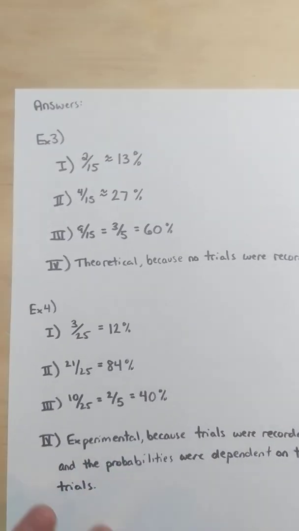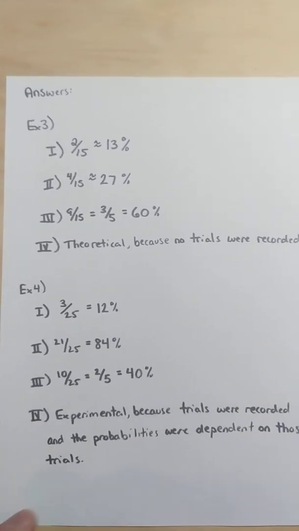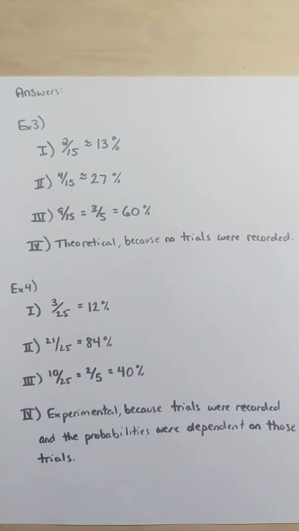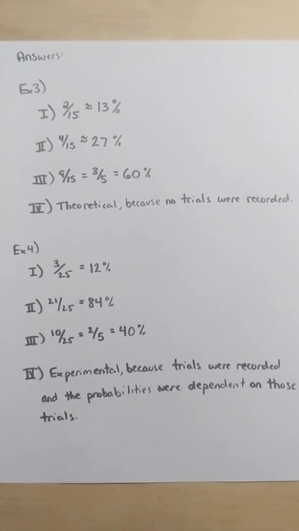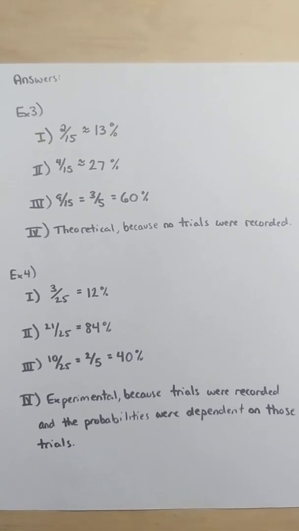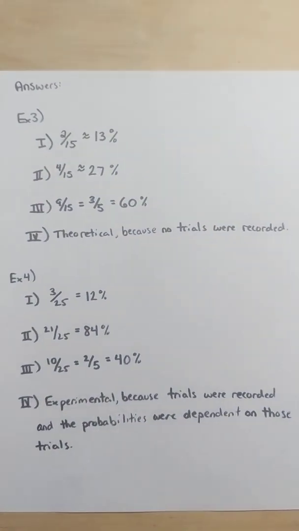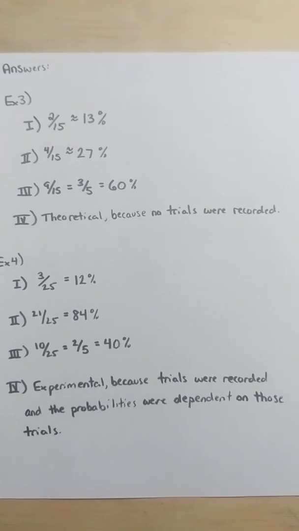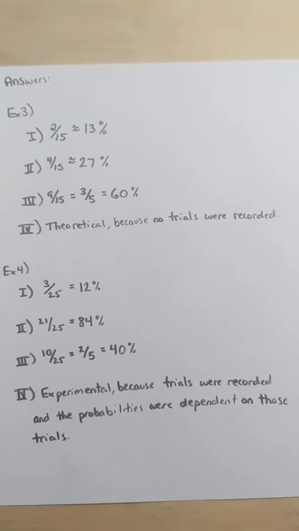All right, here are the answers to example 3. For number 1, the answer would have been 2/15, or about 13%. Number 2 was 4/15, or about 27%. And 9/15 reduced down to 3/5, which is 60%. The decimals would have been 0.13, 0.27, and 0.6. This would have been theoretical because no trials were recorded, and I was just taking it off of what was in the bag and what could have happened.